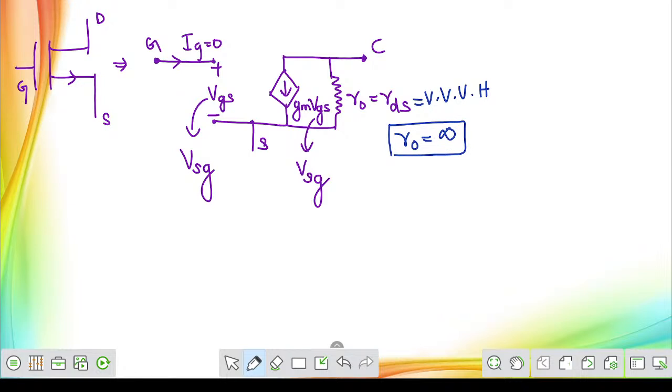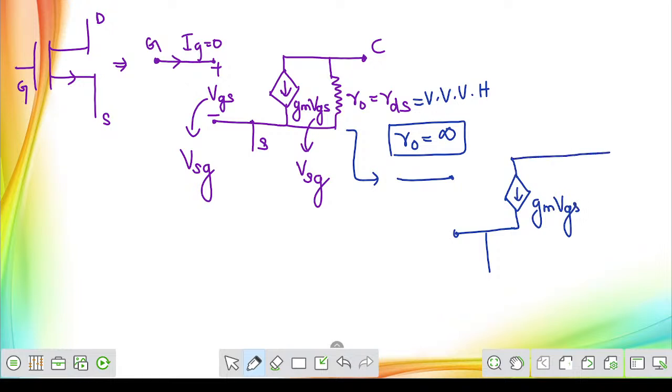If you are assuming it is infinity, then the above circuit will be redrawn as: the gate terminal will be there as usual, gate to source, draw a straight pattern, then connect only a current source. That's it. Just extend this line and write this value as gm into VGS and don't consider that resistor, only keep this terminal.